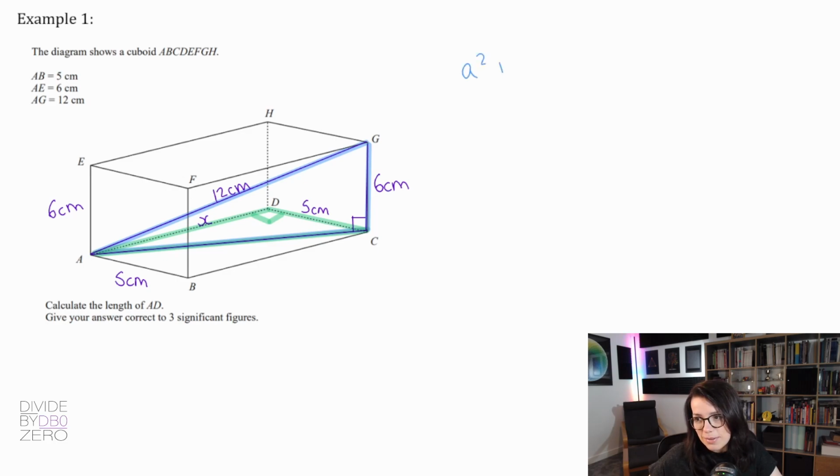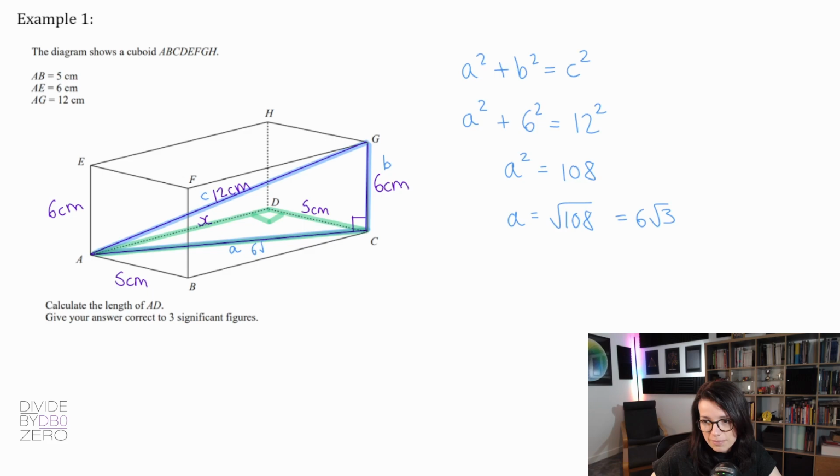So a squared plus b squared equals c squared, where a can be this length, b can be this one, c has to be the hypotenuse, remember? And then we just plug in our numbers. A is what we want, b is 6, c is 12. If we work this out, we're going to get a squared equal to 108. Therefore, a is root 108, which simplifies to 6 root 3. So let's put 6 root 3 on the diagram here next to a.